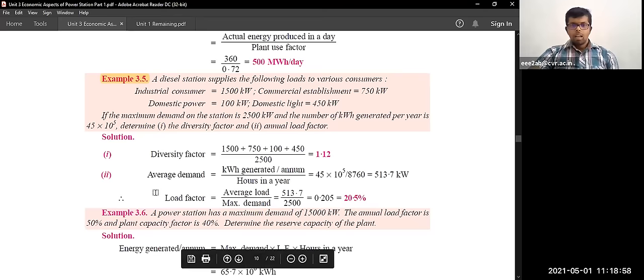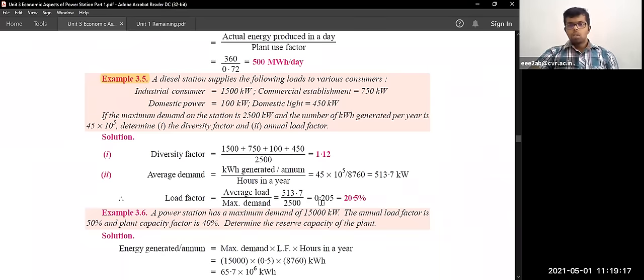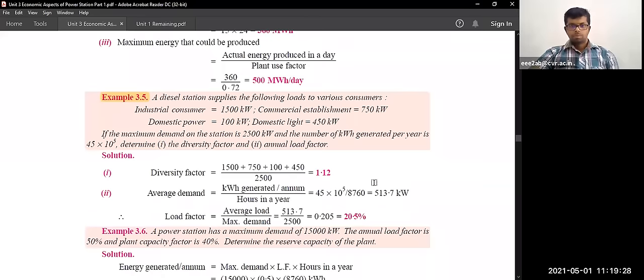Next is load factor. How to calculate load factor? Load factor is average load divided by maximum demand. The average load is 513.7 divided by the maximum demand of 2500 kilowatt. That is 0.205, that is the load factor. Multiplied by 100, it is 20.5 percent.